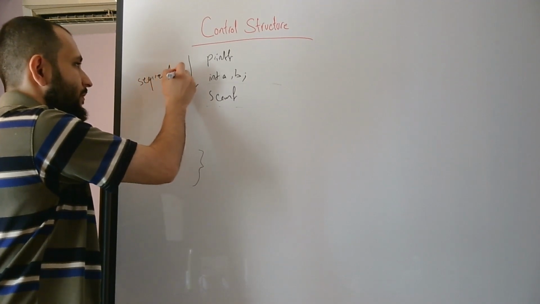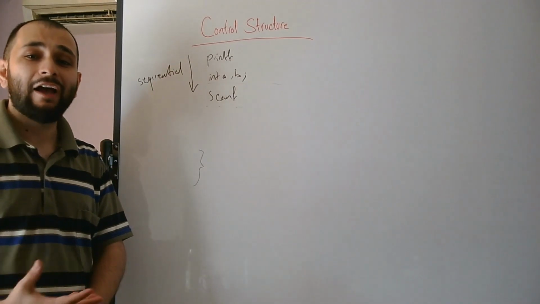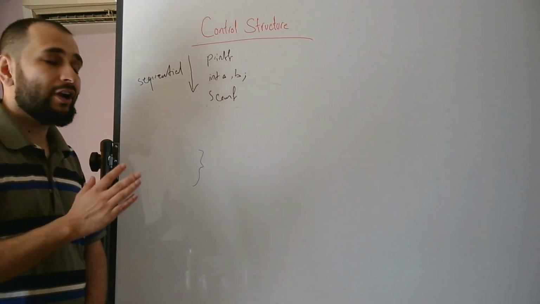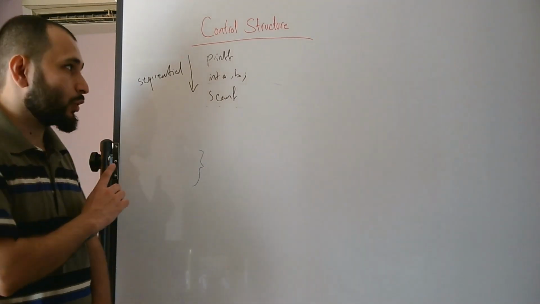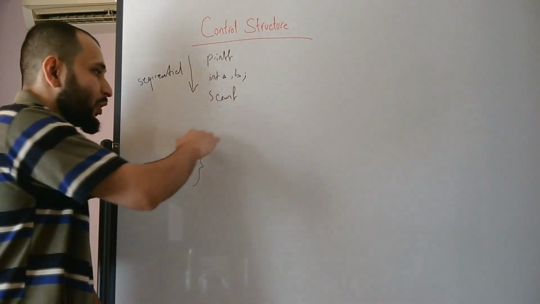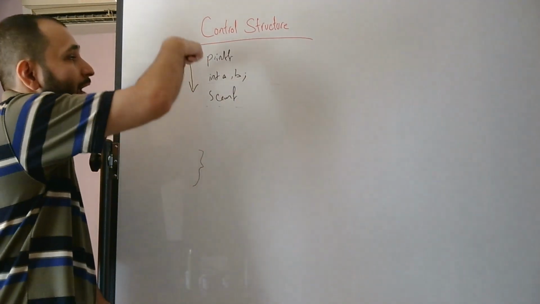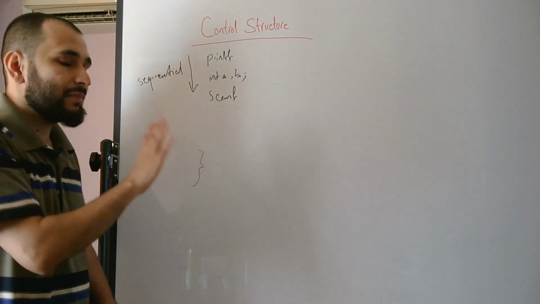Sequential order. So what if we want to have some control over the flow of the execution of this program? What if we want to change it so that in some part of this program, the flow of execution is not sequential, but rather somehow different?